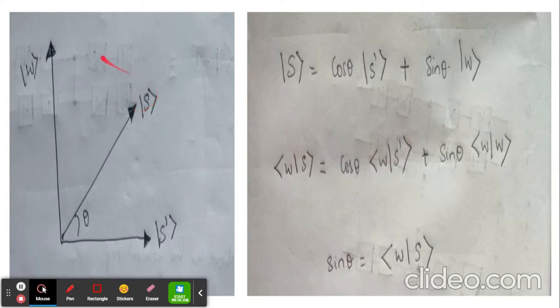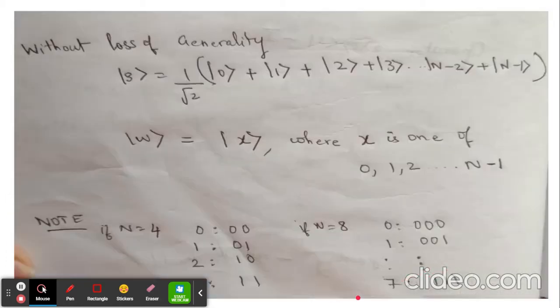So now let's write S in terms of the winning state and S dash. S will be cos theta times S dash plus sin theta times the winning state. And when you apply bra of W on both sides of the equation, you get this. Since W and S dash are perpendicular, this term becomes 0 and these two terms are left, and sin theta becomes bra W times ket S. Now let's expand this.